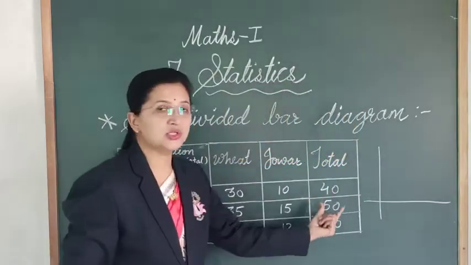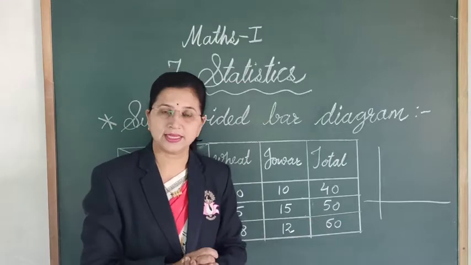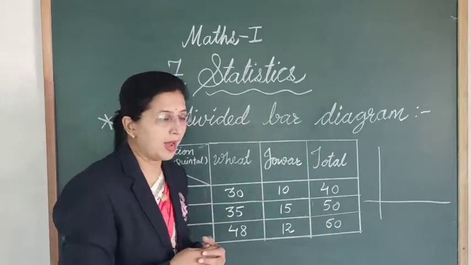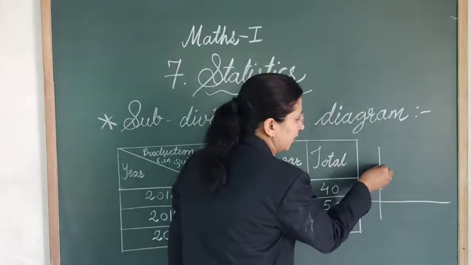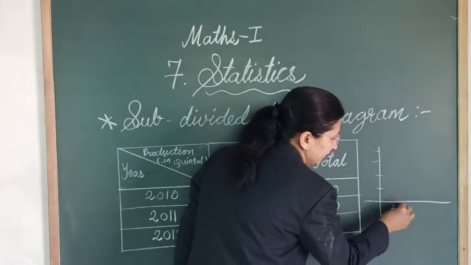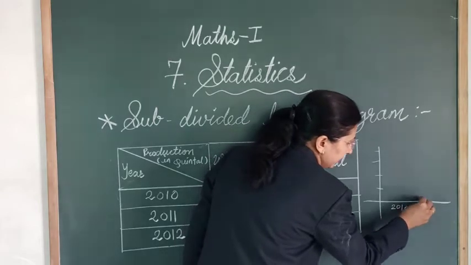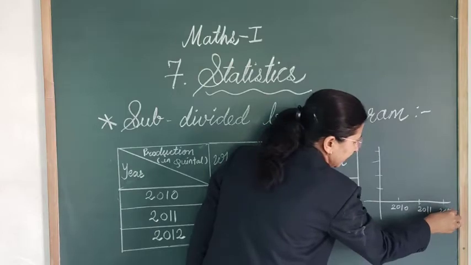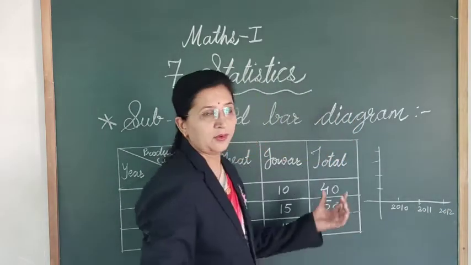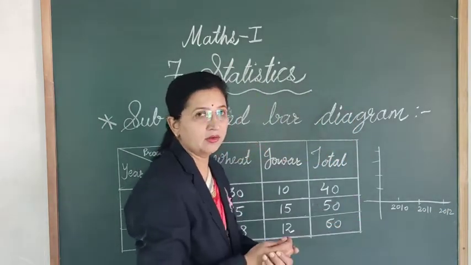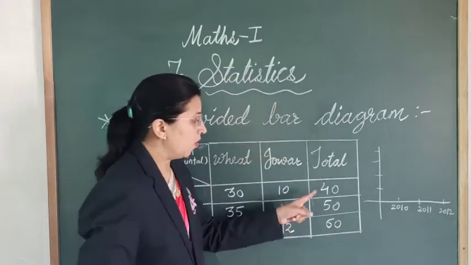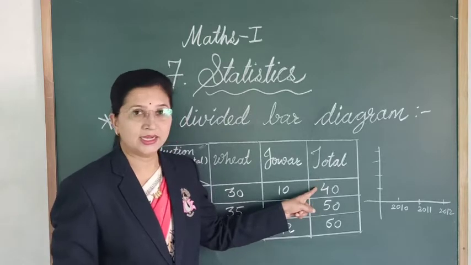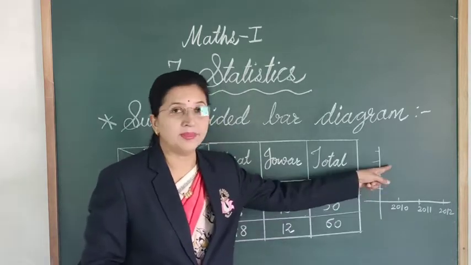Okay, according to this total, we have to decide the scale, and for each year we will draw a bar. So here, after selecting the proper scale, 2010, then 2011, then 2012, like this. We select the proper scale on the y-axis, and what is the total? Total of the given entities that we take as the height of that bar.